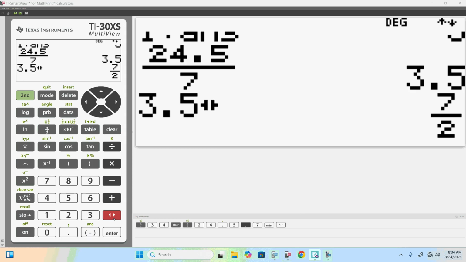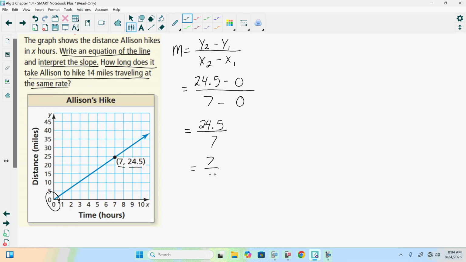Now it really doesn't matter how we rewrite it. If we are graphing or wanting to graph the equation, leaving it as a fraction helps because it does give us our rise over run. If we're just writing an equation, fraction or decimal both work. Both are fine.